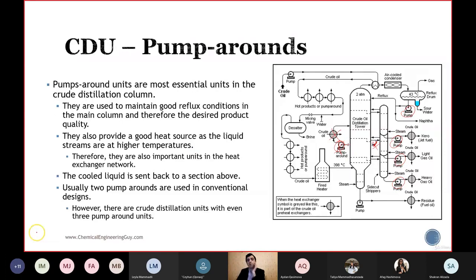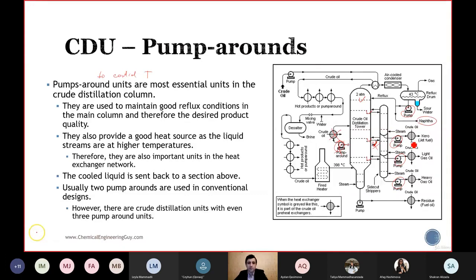The purpose is, as I also said before, to control temperature at different locations. I want to control temperature here, here, here. Why? Because these are the points where I extract my product. My product is extracted from here, from here, from here. That's why these are important points for me to control the temperature.